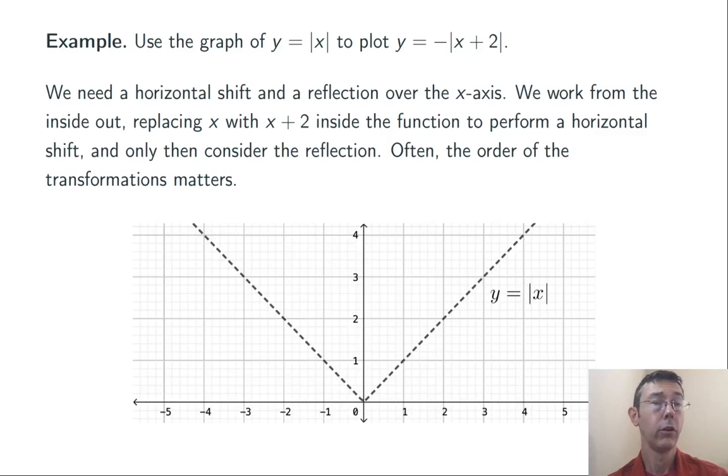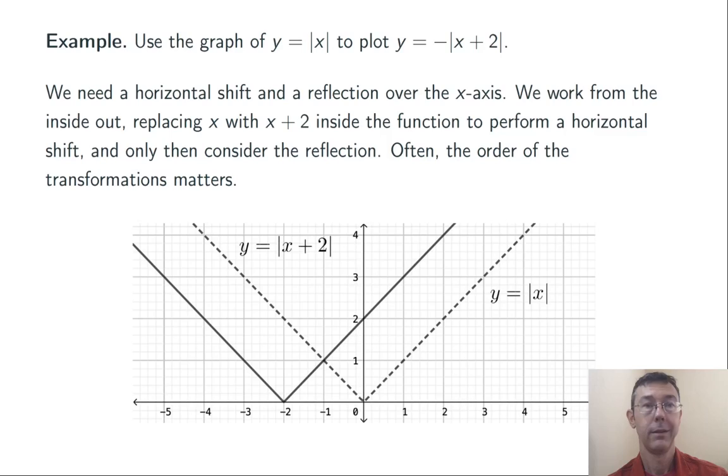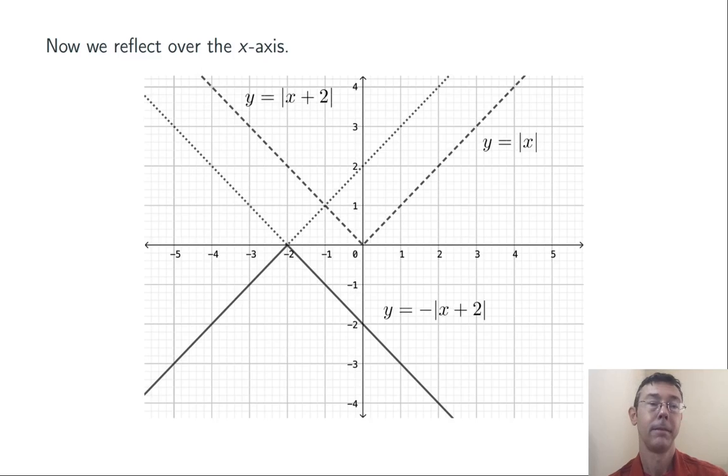Here's our original graph, y equals absolute value of x. Now let's replace x with x plus 2. That's a horizontal shift to the left. We know that when we do x minus c, we move by c units to the right, so here c would be negative. We're going to the left.